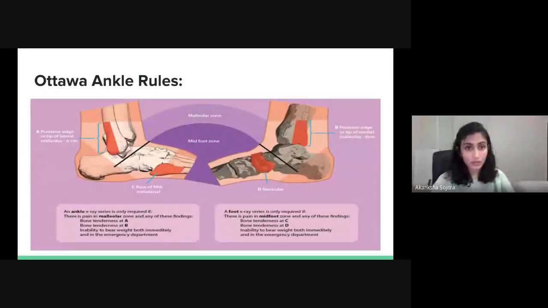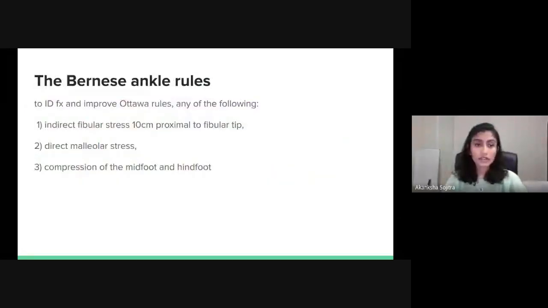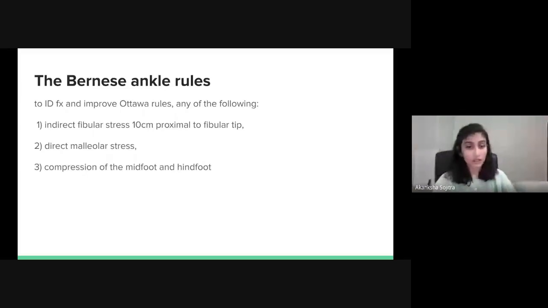Now, the Bernese ankle rules. These are used the same as the Ottawa ankle rules. They are also very good specificity-wise and sensitivity-wise. Here you're looking at indirect fibular stress, 10 centimeters proximal to the fibular tip. So same thing, you're looking at the lower end of the fibula. Direct malleolar stress, you apply malleolar stress and see if that produces any of the symptoms. And compression of the midfoot and the hindfoot, if that produces symptoms after a sprain or injury.